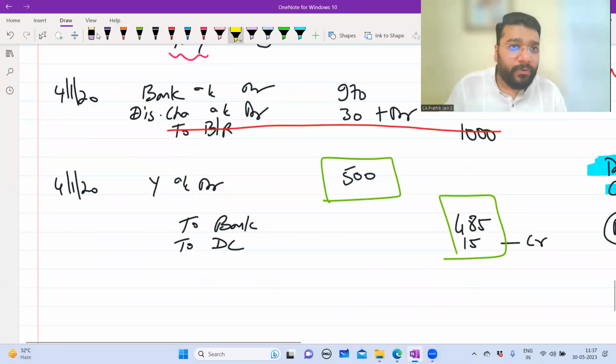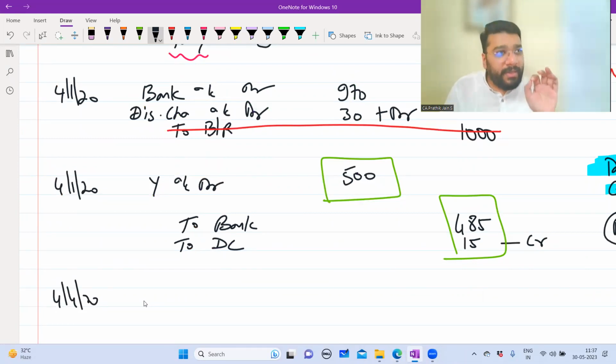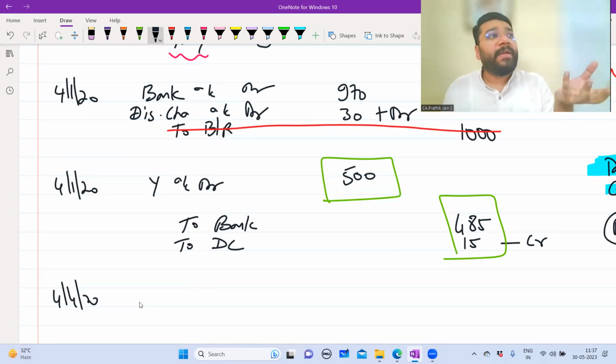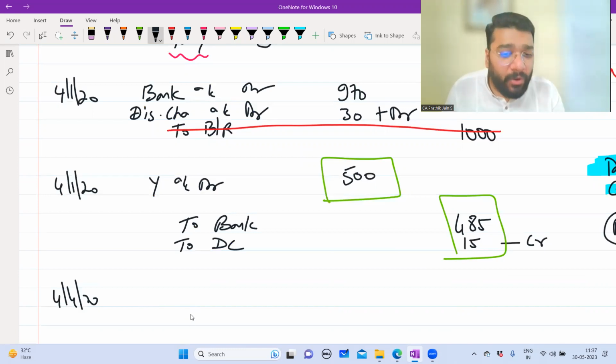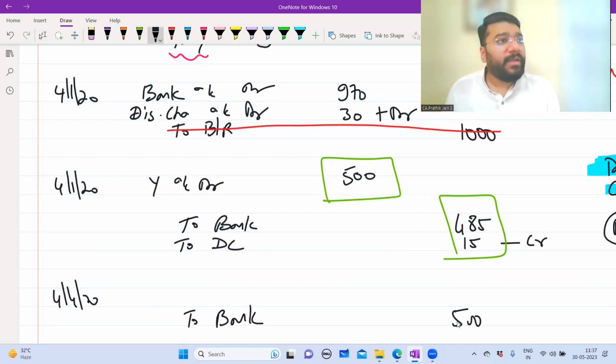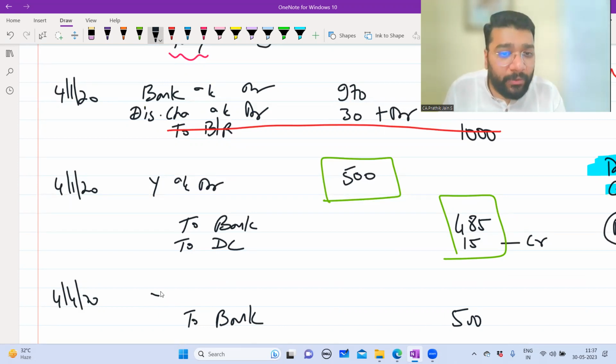On the due date, 4th of April, 4/4/20, X is giving payment to Y. We are the person who's making the payment. So when I'm issuing the check from my bank account, money will go out. So to bank, 500 rupees. I'm making this payment to whom? Y. So Y, I'm settling the account. So Y account debit, how much?